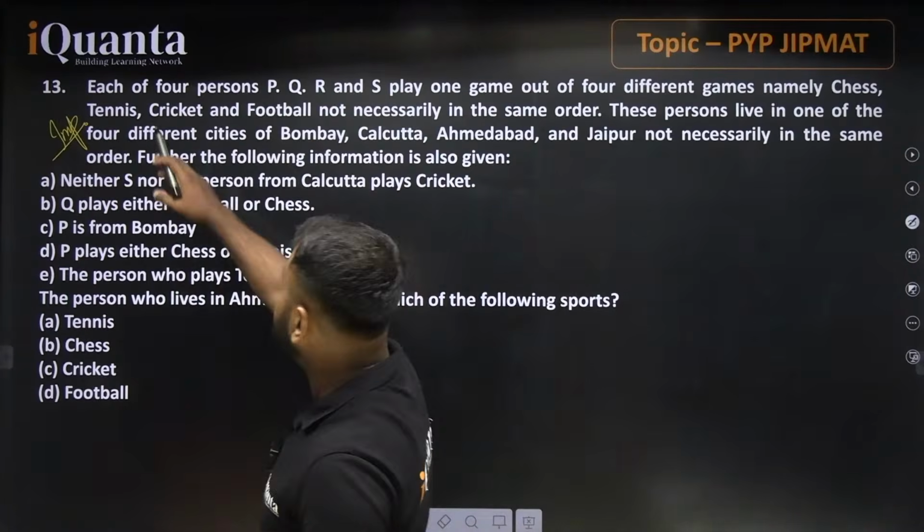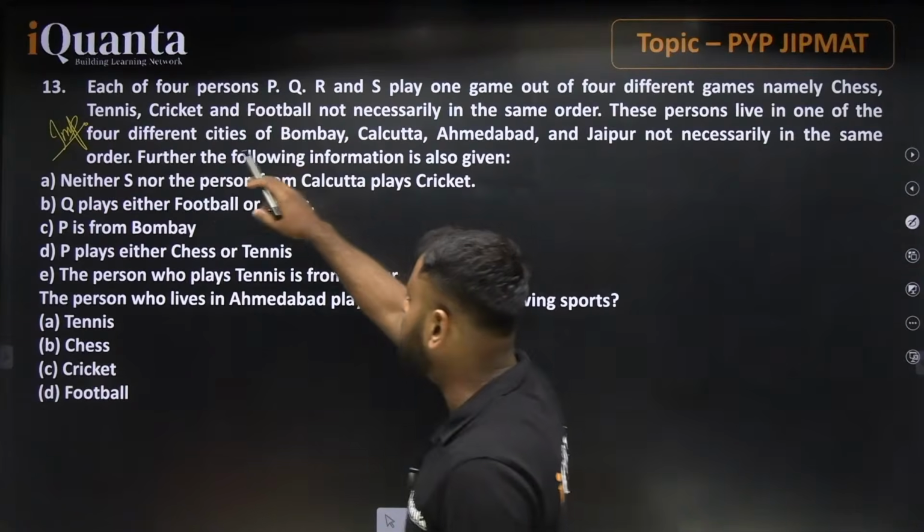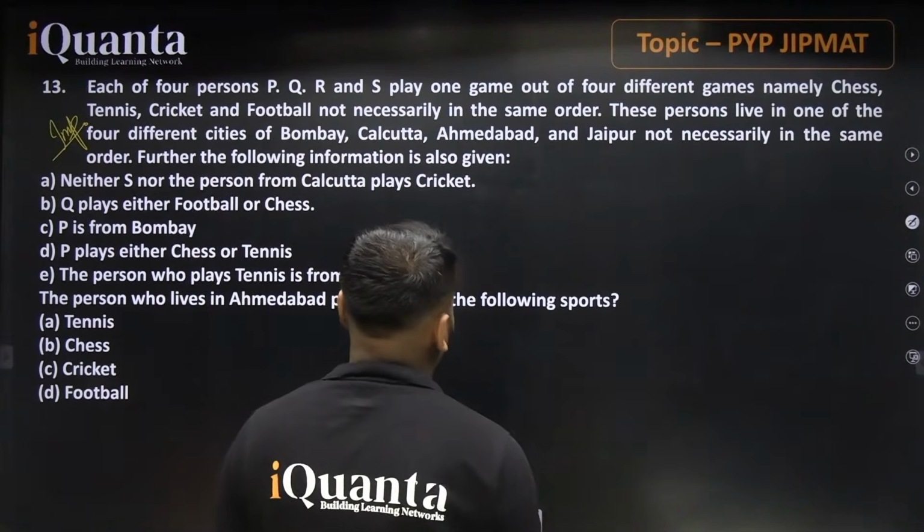So the statement says each of 4 persons P, Q, R and S play one game out of 4 different games, namely chess, tennis, cricket and football, not necessarily in the same order.